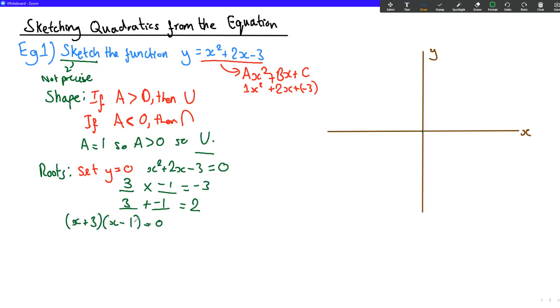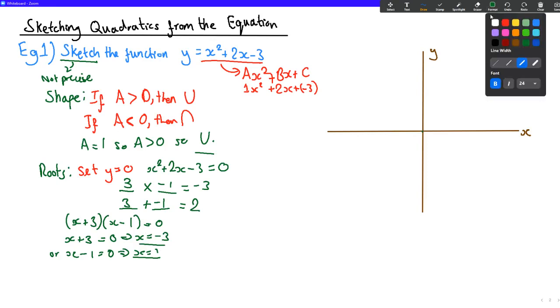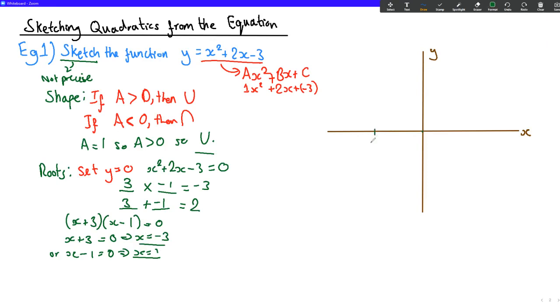And then we can do what we said last time, which is for this to be equal to 0, one of these has to be equal to 0. So either x plus 3 equals 0, or x minus 1 equals 0. We can manipulate the equations here to get x equals minus 3 and x equals 1. So these are our roots, and we can actually put these on the graph, like so.